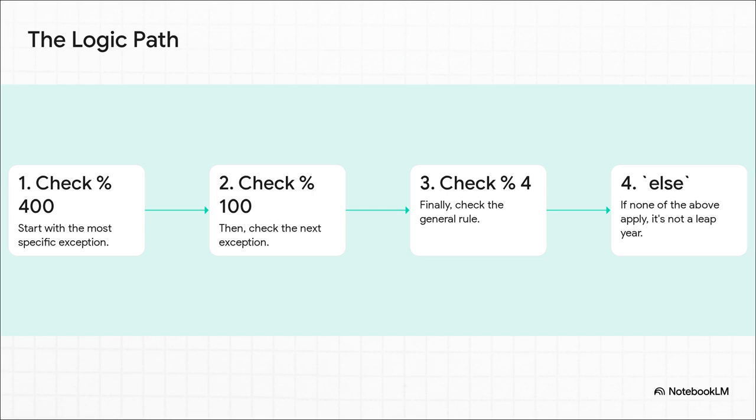The order here is everything. It's not random, it's the key to the whole puzzle. We have to check for the most specific exception first, the divisible by 400 rule. If that's not true, then we check for the other exception, the divisible by 100 rule. And only if both of those special cases don't apply do we fall back to the main general rule about being divisible by 4. If you get that order wrong, the whole thing falls apart.